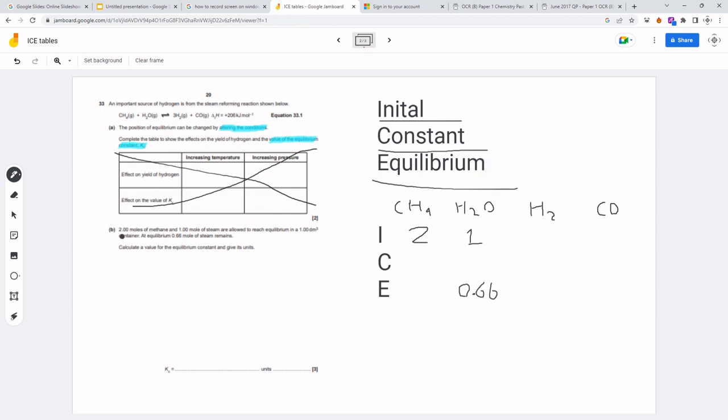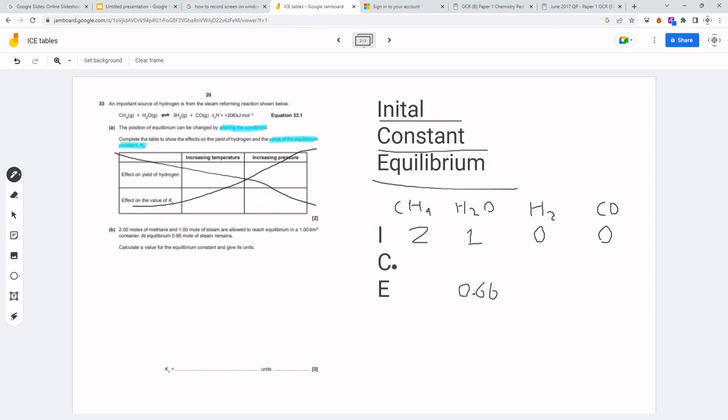concentration of everything involved. So given this question's information, you can see there's 2 moles of methane, so I've written down initial concentration 2. There's initially 1 mole of steam, so 1 H2O. And those two are allowed to reach equilibrium. It doesn't say anything about the others, so I'm just going to assume that they are 0, carbon monoxide and H2.